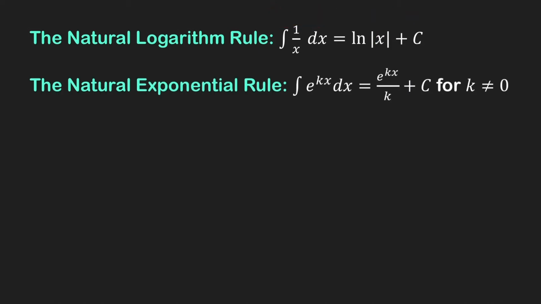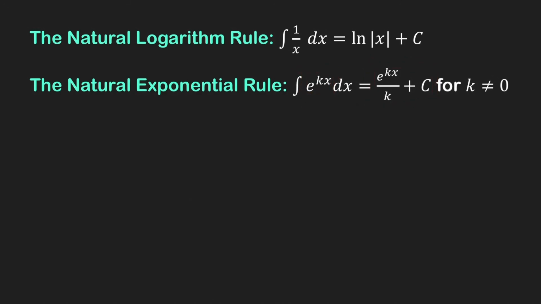Next rule, we have this natural exponential rule, which tells us that the integral of e raised to kx dx, where k is a non-zero constant, is just equal to the integrand. So just copy this integrand here and then divide it by the constant k, and then add an arbitrary constant c. And it is very easy to verify that when we take the derivative of this, we'll get the integrand, which is equal to e raised to kx.